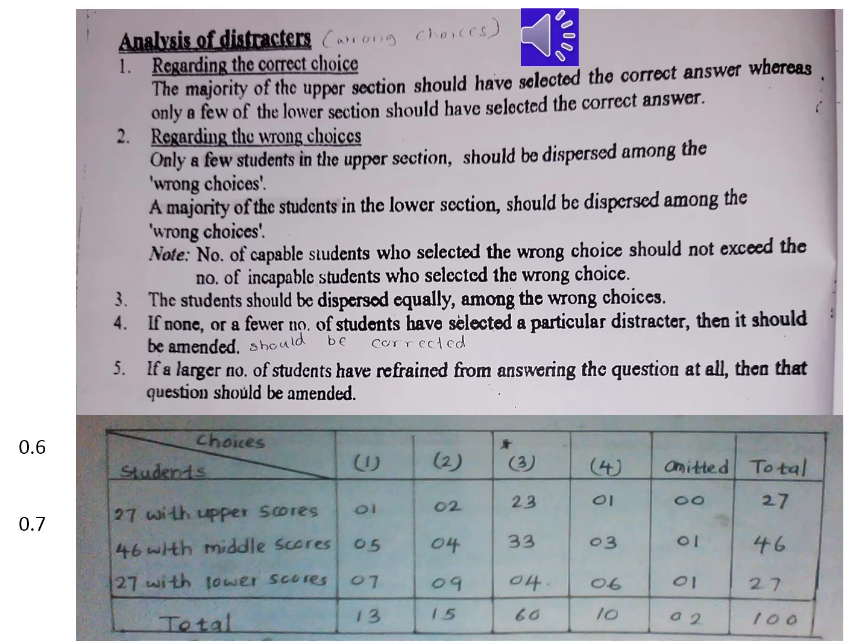Now look at this one. This is an exercise, an activity you have to do. I have given you a table and here the correct answer is the third choice. That's the key. As you can see, the total number of students is 100. What you have to do is first calculate the facility index. It's easy. What's the correct choice? That is number 3. So what's the total there? 60.